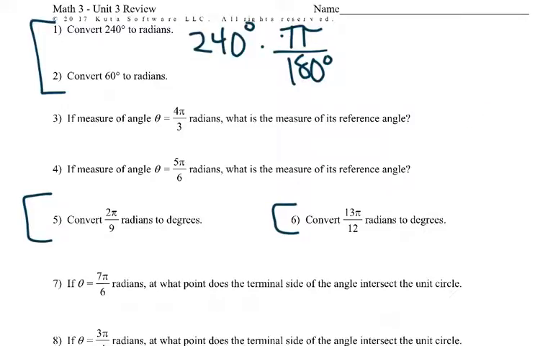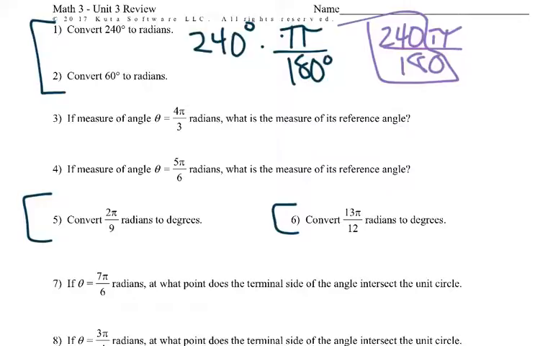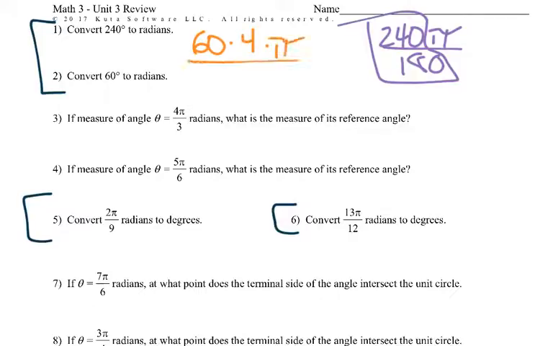So I go 240 times pi over 180. Now I can use my calculator and just type that in and see what reduced fraction it would be. I don't want it in a decimal, and I don't want to multiply by pi yet, okay? Because most of the time they have you leave the pi out. So 240 is like 60 times 4 times pi. 180 is like 60 times 3. So the 60s cancel out, leaving us with 4 pi over 3, which is what we leave it as.